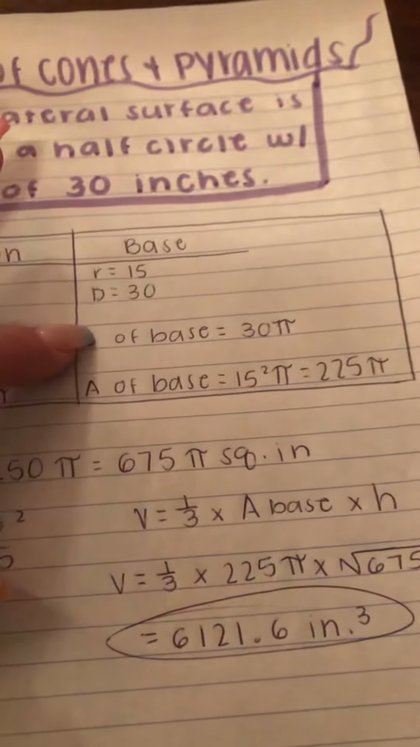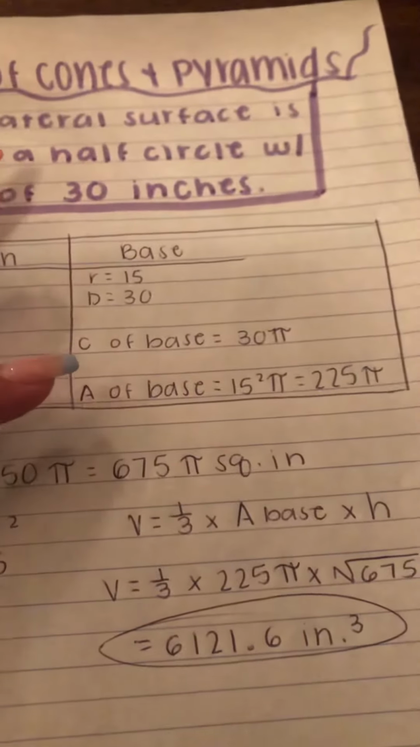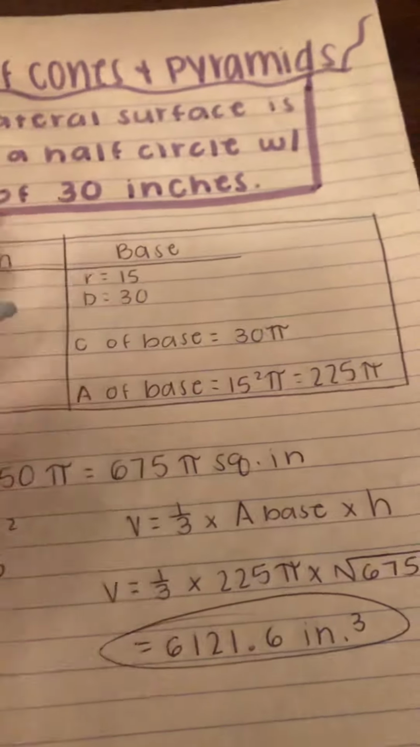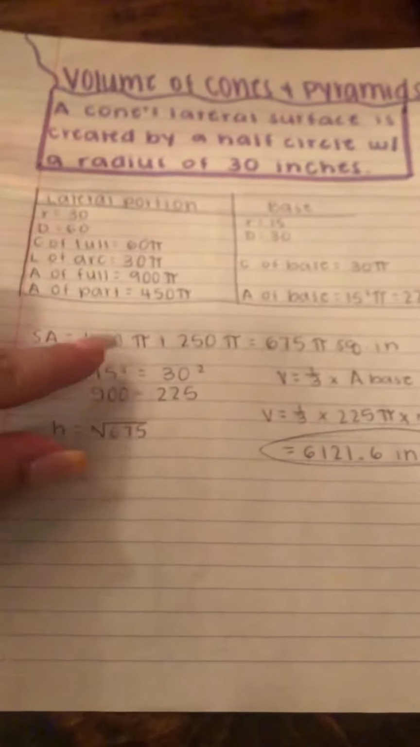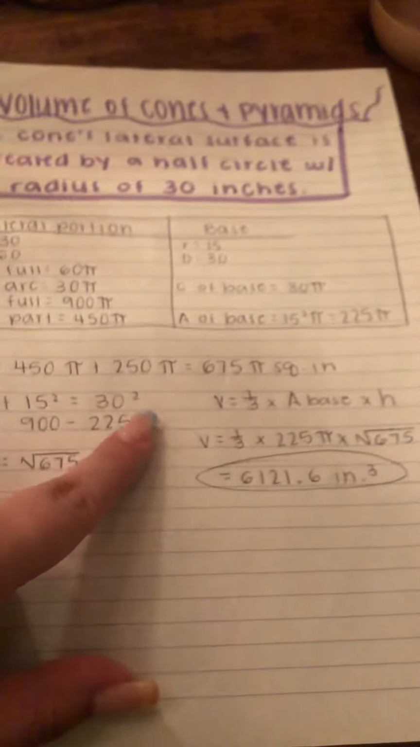We already know that's 30 pi because these two need to be the same. And the area of the base is 15 squared pi, which also equals 225 pi. So the surface area will be 450 pi right here from the partial circle plus 225 pi, which will equal 675 pi squared inches.